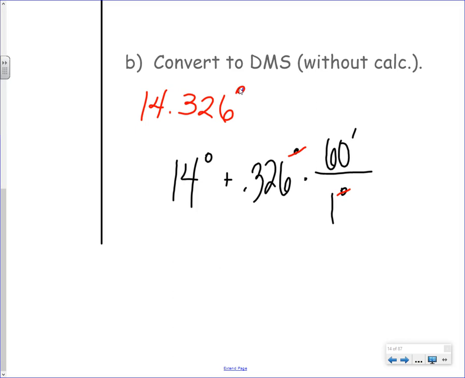This is the example we didn't get to finish. I want to finish it now. That way, if you haven't gotten to 49, you have an example to finish with. What have I done so far? Yeah, because how many whole degrees are in 14.326? 14. But now I have a decimal degree. And that decimal, that's a fractional degree.